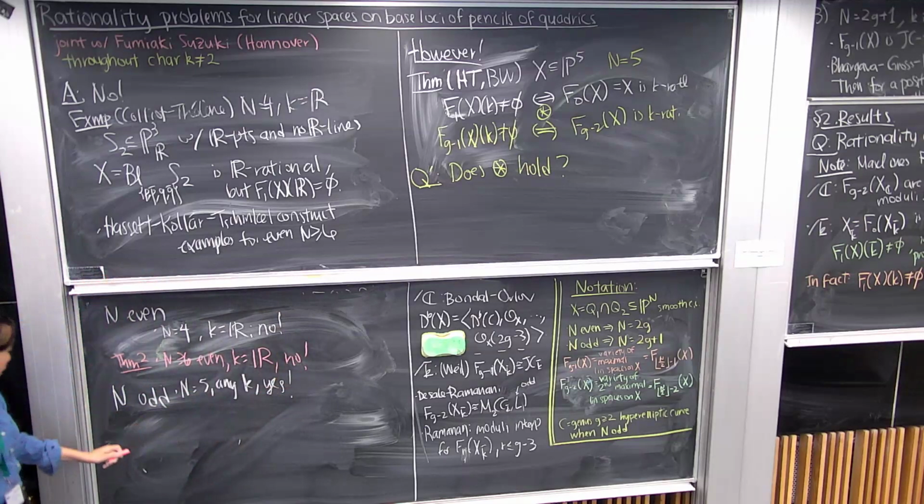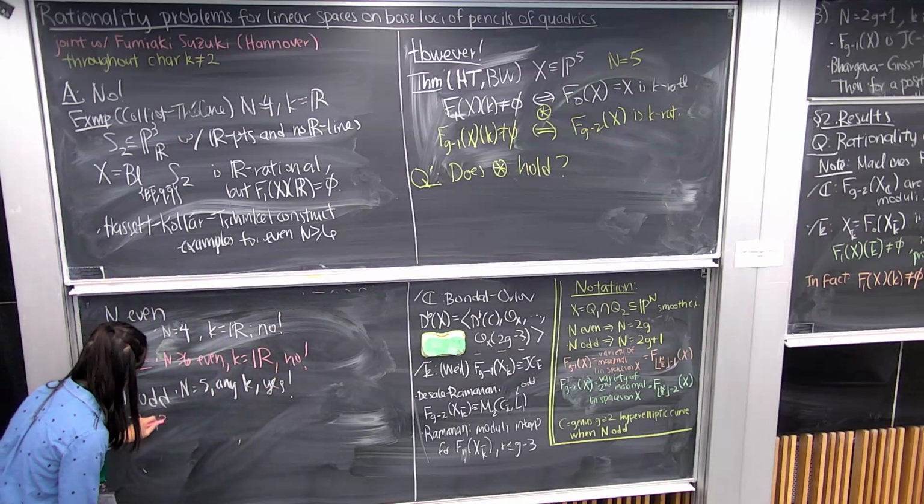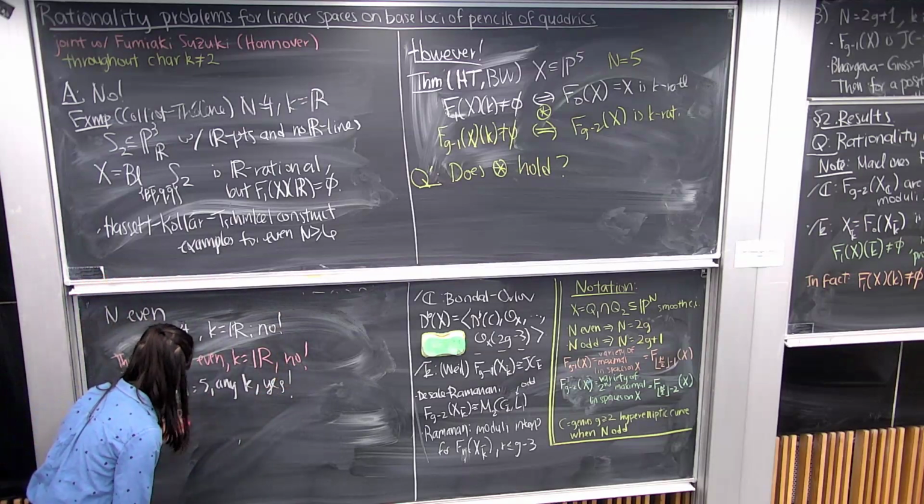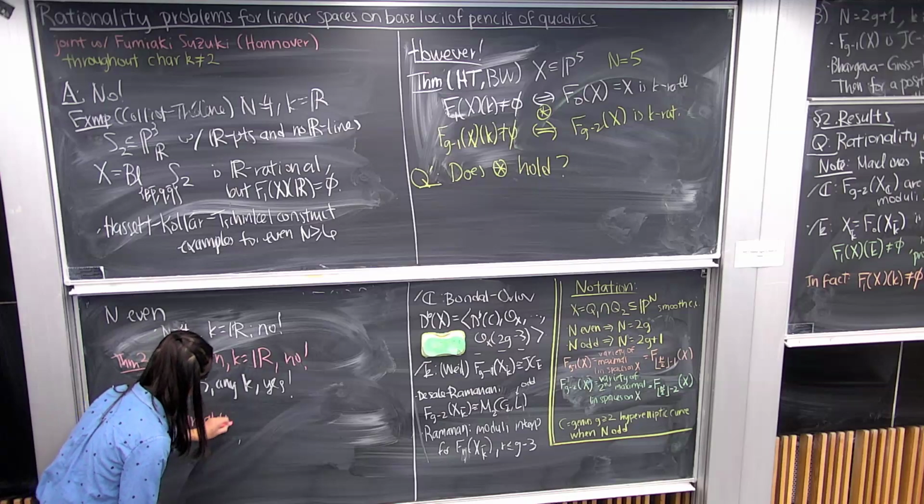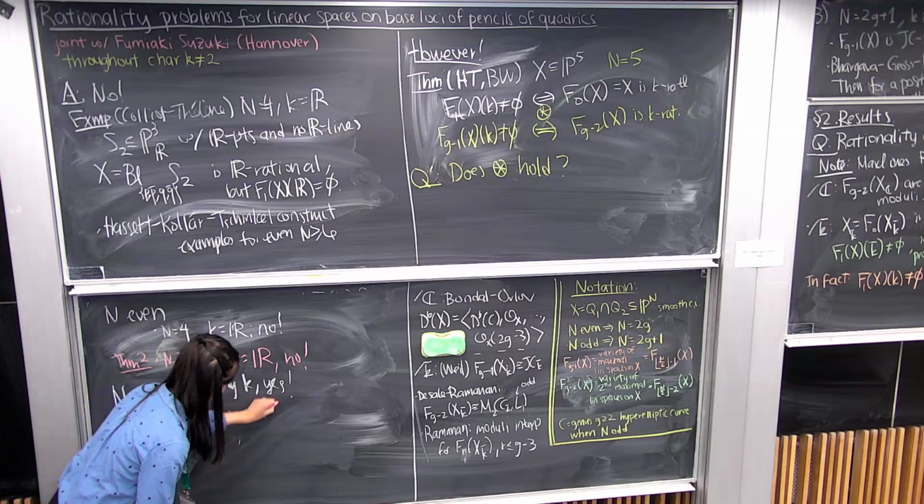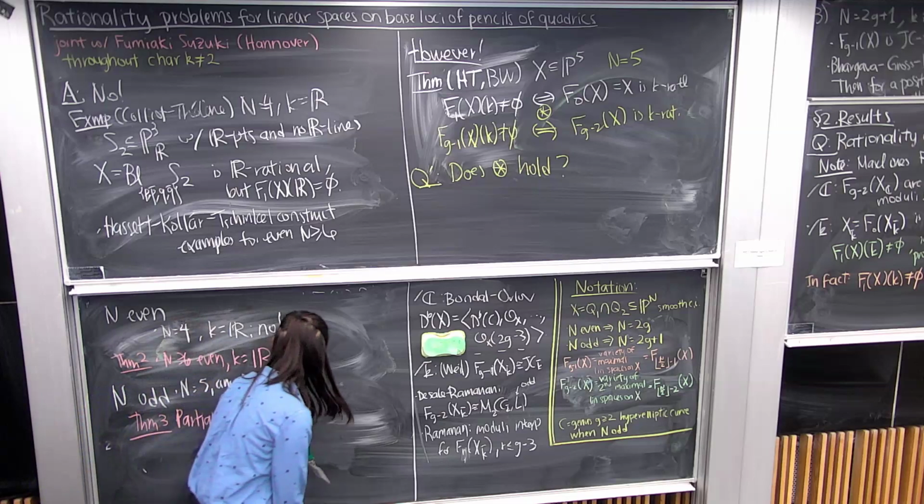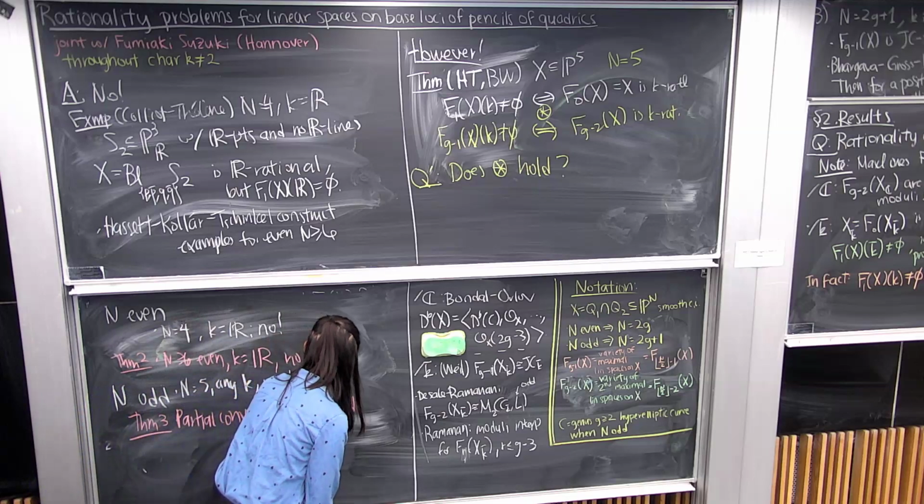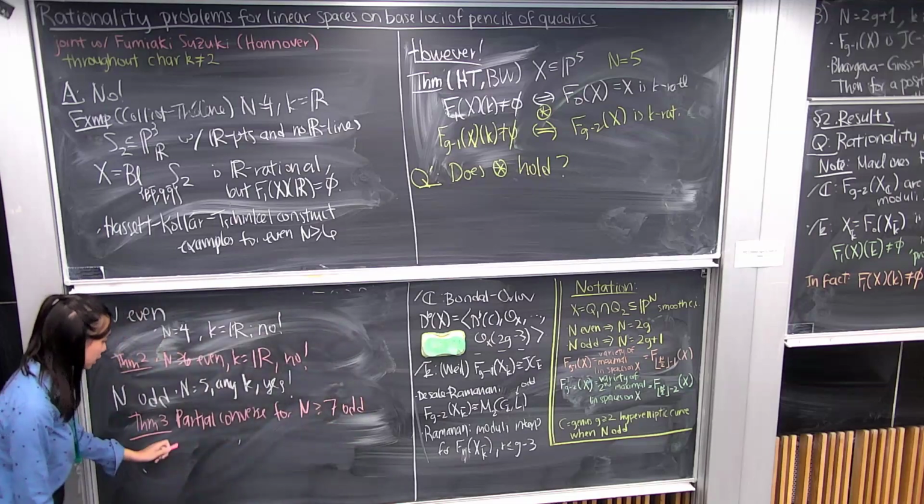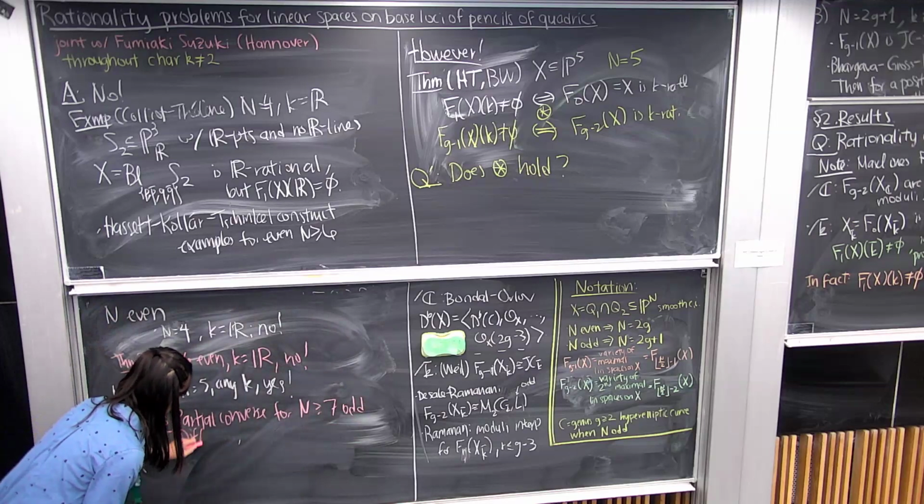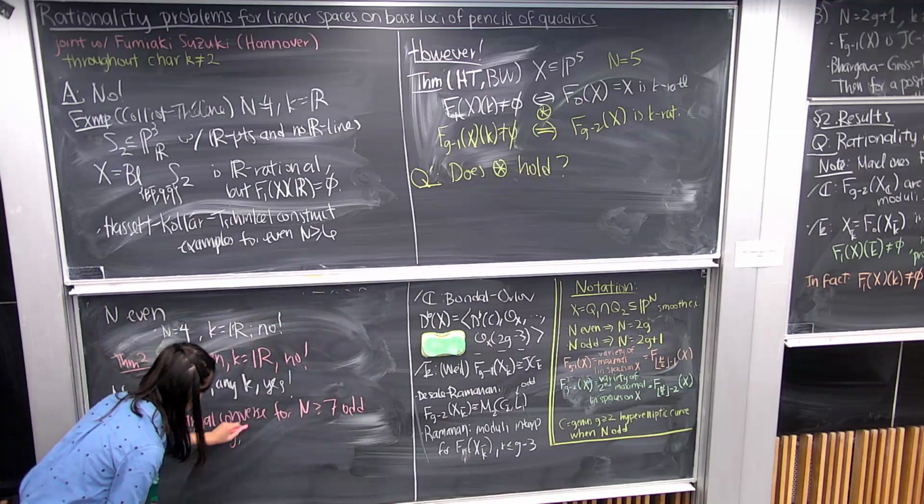And so then what we prove is that we have a partial converse for n at least 7 odd. And it's a partial converse because it differs by symmetric power.